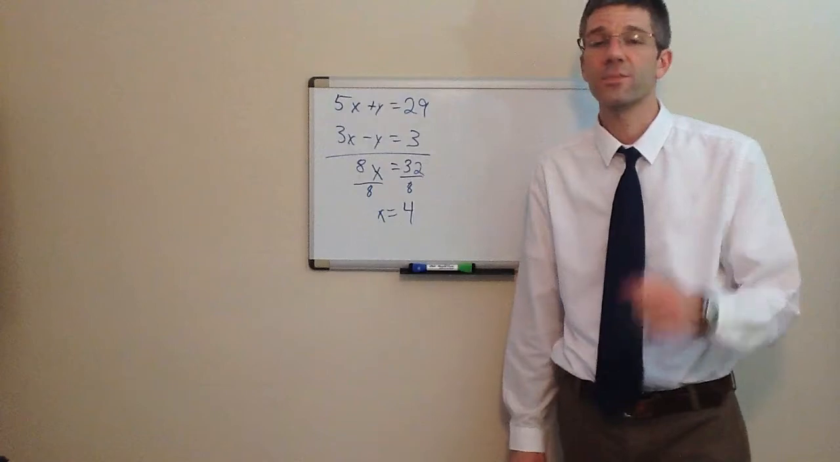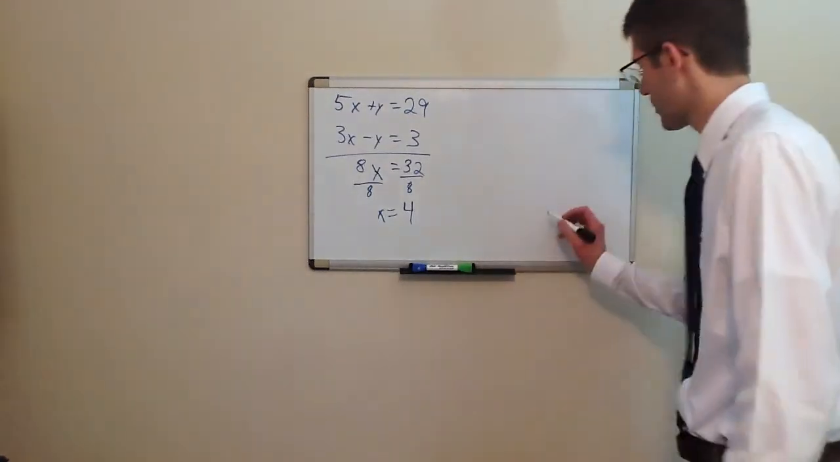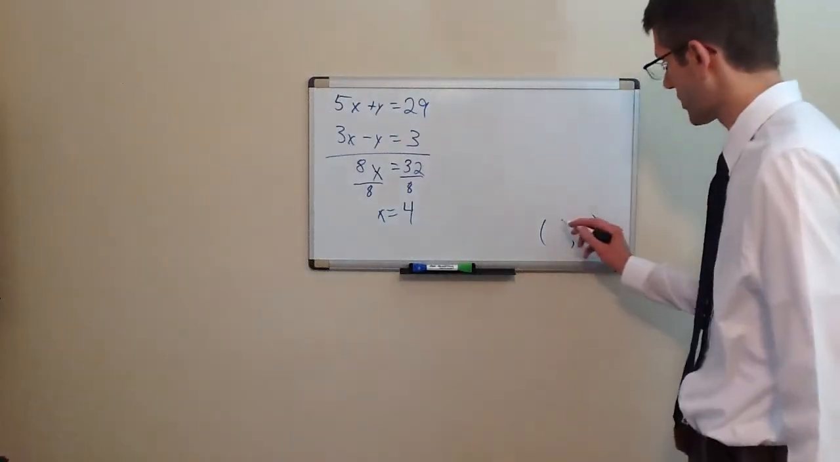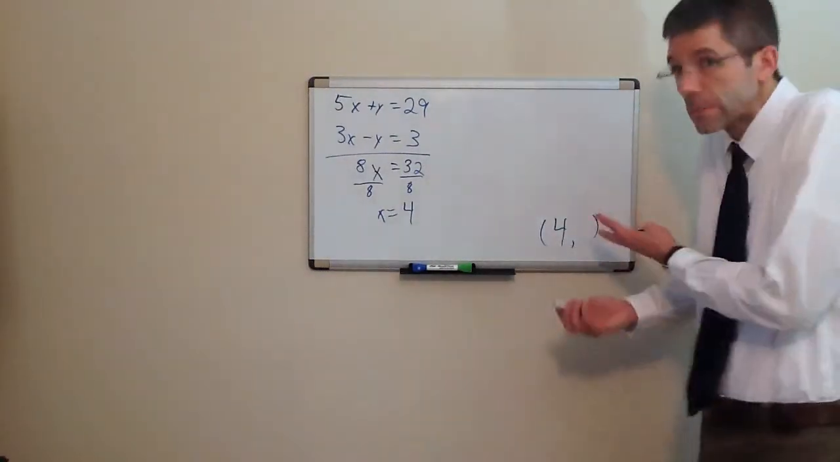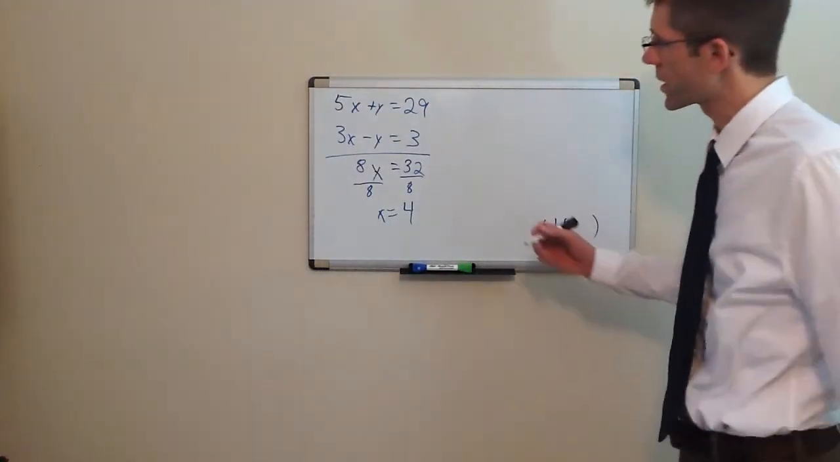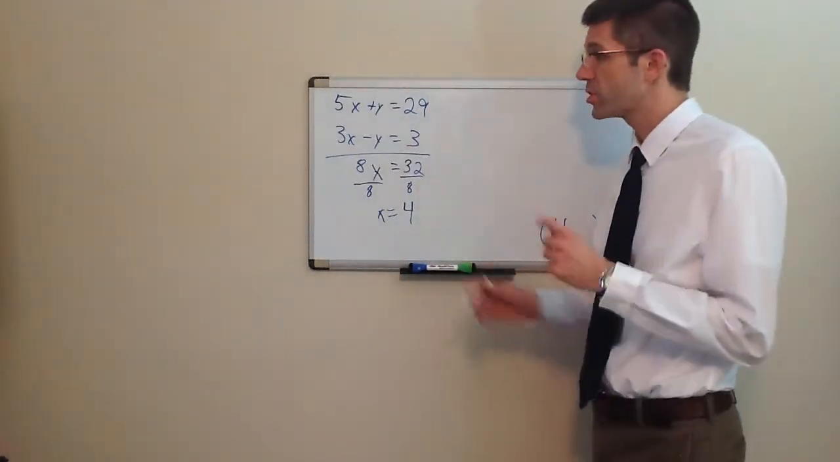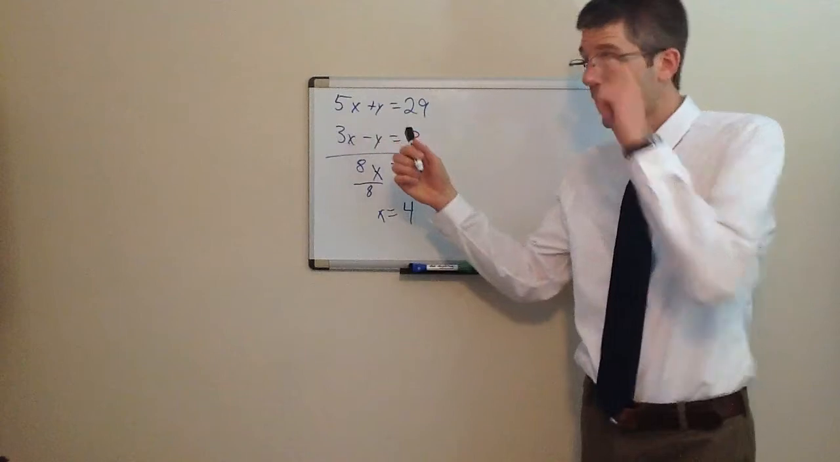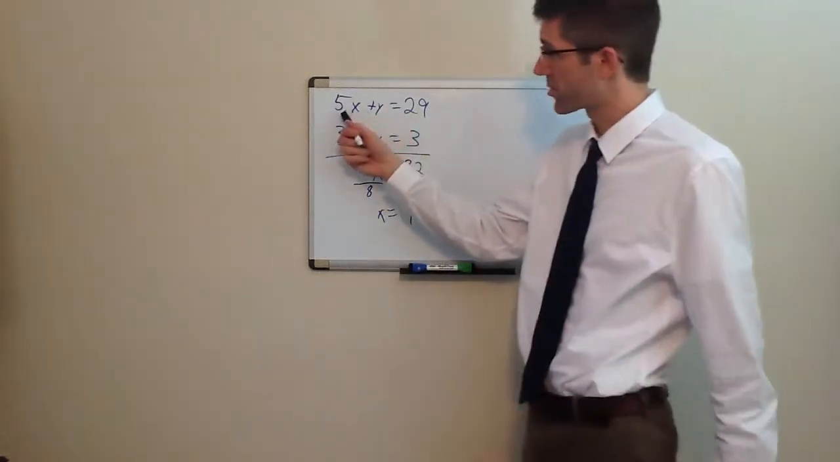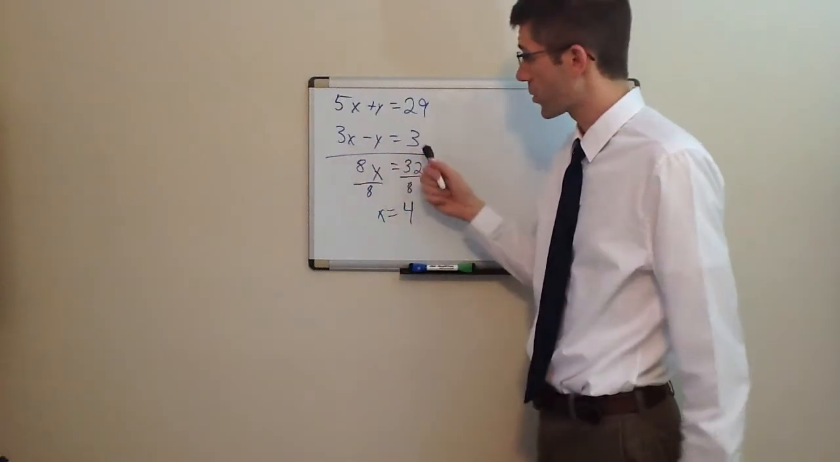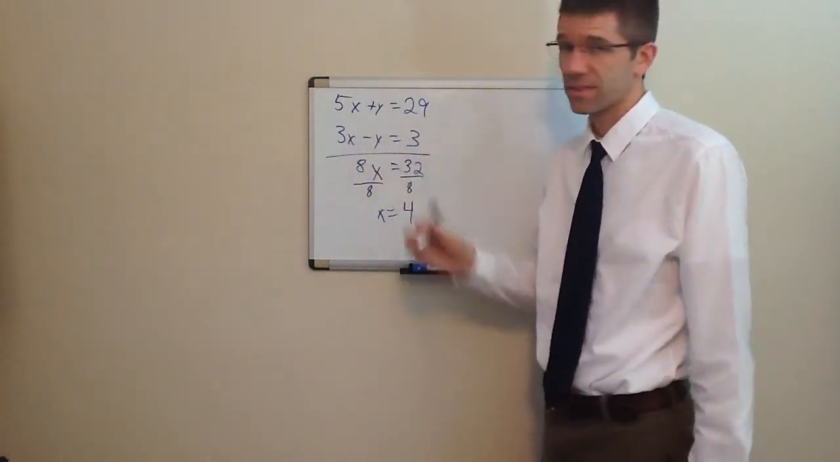Well, that is fantastic. I know what x is, but I don't know what y is. Come over here and I'm going to put my final answer. It's always x and then y. So there's 4 and then something. I don't know what. So we're going to come over here and we're going to pick an equation. We have a couple options. I could use the top equation, and if I do that, that's fine. The numbers are a little bit bigger, but there are no negatives. I could use the bottom equation that has smaller numbers and it has a negative.